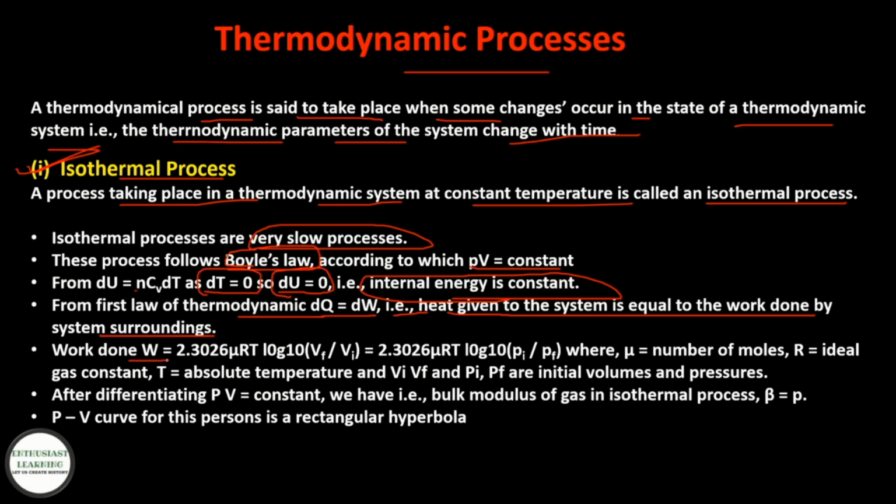Work done W is equal to 2.3026 mu RT log10 of volume final upon volume initial, which is equal to 2.3026 mu RT log10 of pressure initial upon pressure final, where mu is the number of moles, R is the gas constant, T is absolute temperature, and volume initial, volume final and pressure initial, pressure final are initial and final volumes and pressures respectively. After differentiating PV equals constant, we have bulk modulus of gas in an isothermal process. PV curve for this is a rectangular hyperbola.